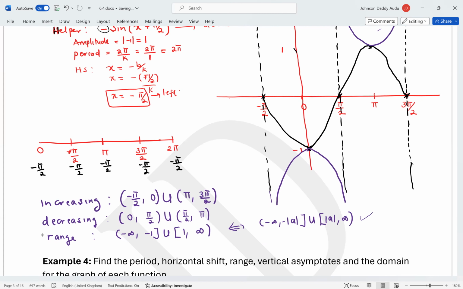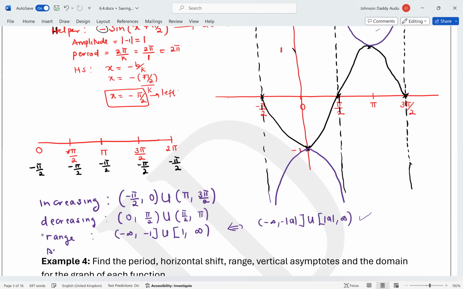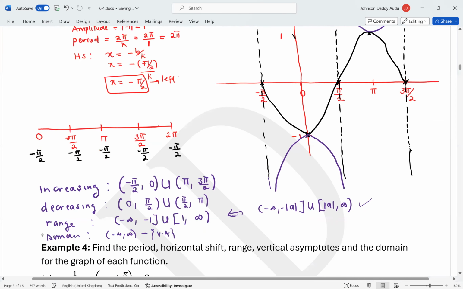So let's talk about the domain also here. What will be the domain? The domain is going to be the whole R, so it's going to be minus infinity. Then always remove the what? The vertical asymptotes. So you have to remove the vertical asymptotes in this case. So that is how to find the domain. It's just going to be the whole R minus the vertical asymptotes. And what is the vertical asymptote?